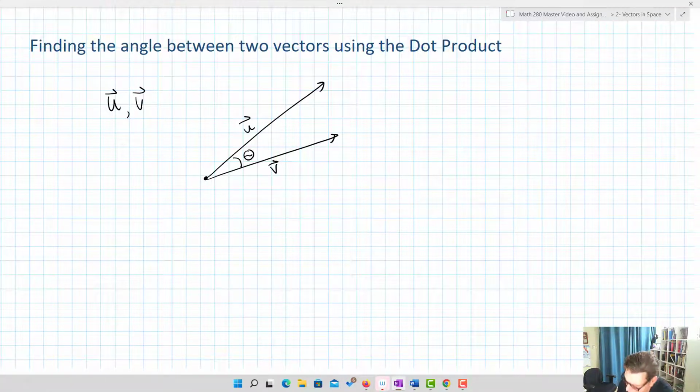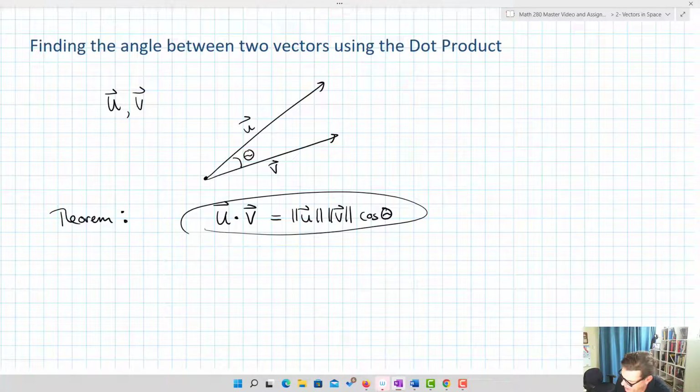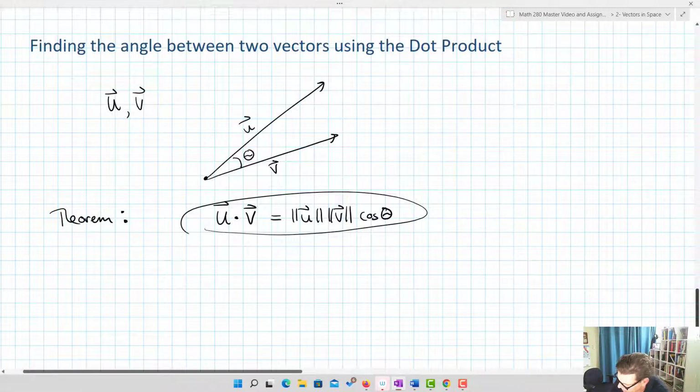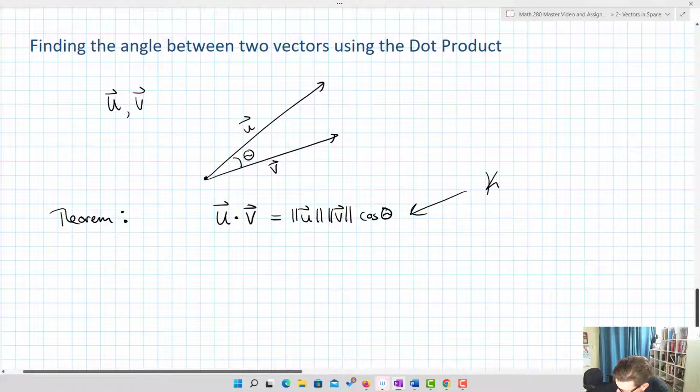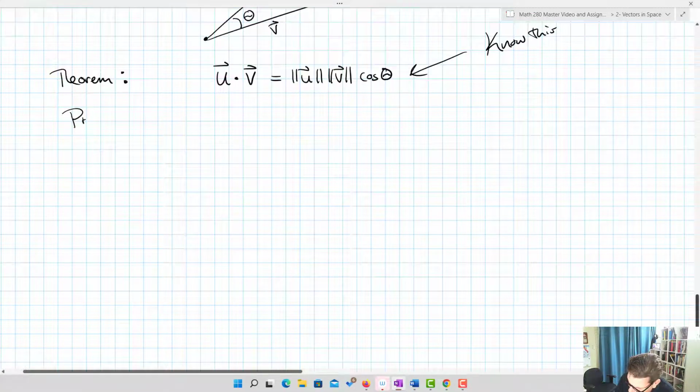So we're going to start out with a theorem, and we're going to prove this theorem. The theorem is basically an equation. It's that u dotted with v is equal to the magnitude of u times the magnitude of v cosine theta. And this is going to be huge. This is a huge equation as we work with the dot product. Something you definitely want to memorize. Know this. And then we'll expand it too. You'll need it in other places as well. So let's take a look at why that's the case. Let's look at a proof.